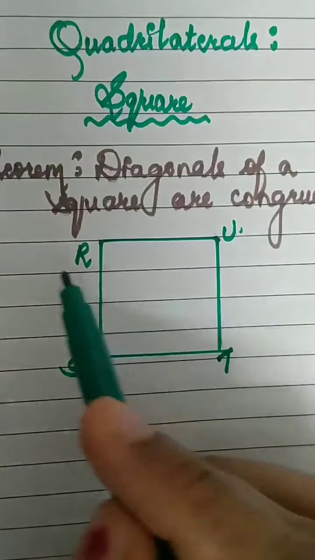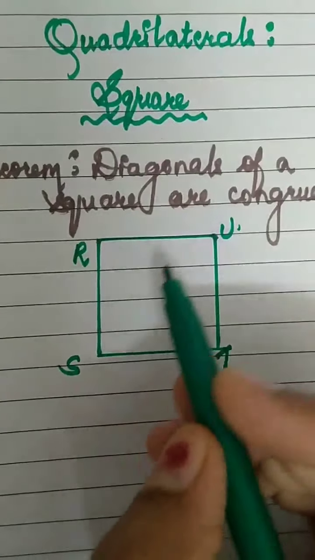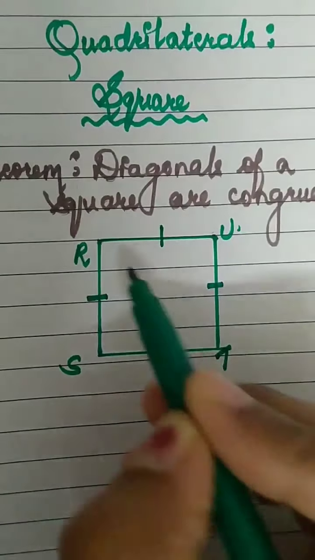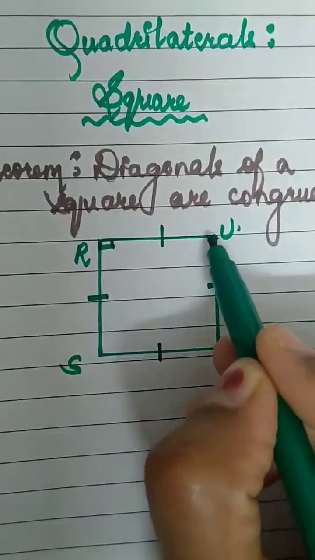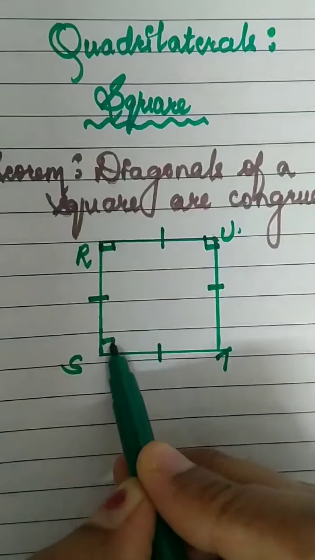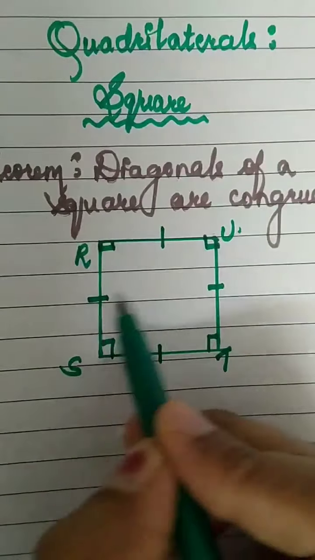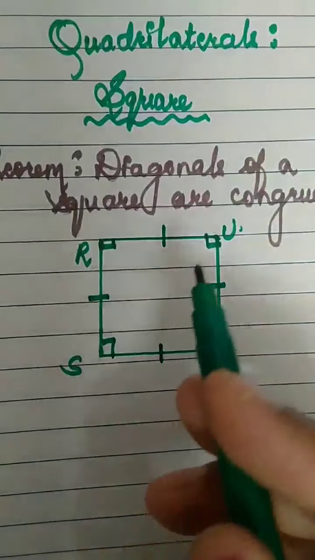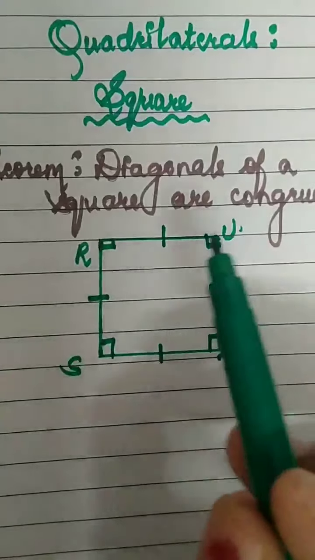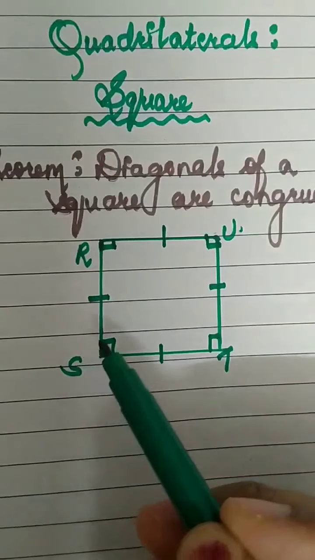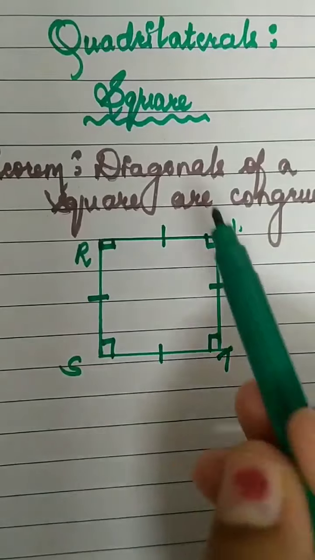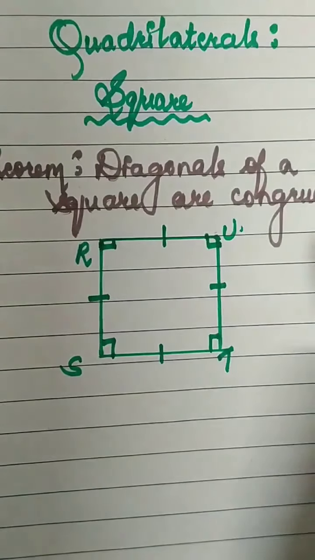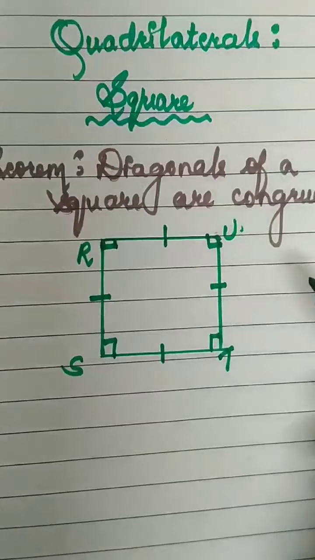What is a square? A quadrilateral whose all sides are congruent and angles are of equal measure, 90 degree. So, all sides you have to mark congruent and show all angles as 90 degree. Then only you can call it a square. Definition of a square is a quadrilateral in which all the sides are of equal measure and all angles are of equal measure. Sides and angles.